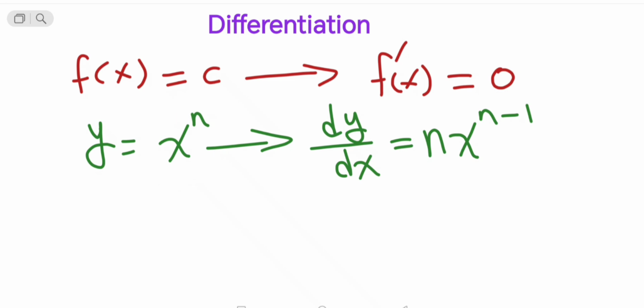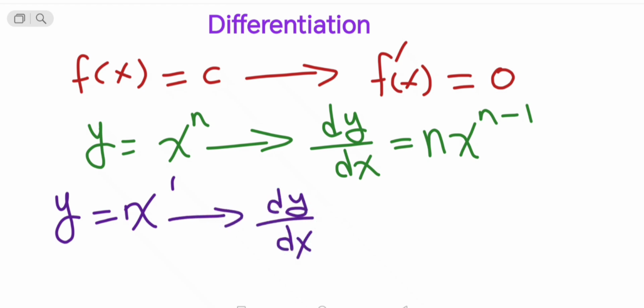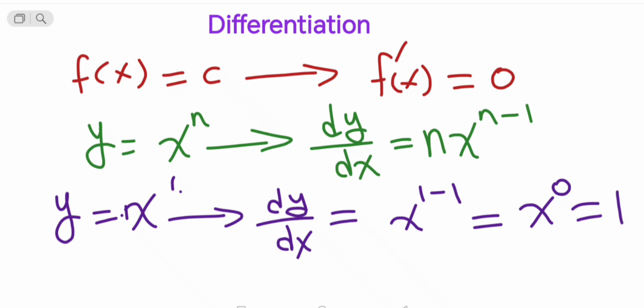This is the rule. For example, y equal x. So what is the power? It is 1. It is not written, it means 1. And what is the coefficient? Not written, it is 1. So the derivative dy over dx equal, 1 multiply 1 is 1, so x power 1 minus 1. We subtract 1 from the power, so 1 minus 1, x power 0, and anything power 0 is equal to 1. So remember, the derivative of x is always equal to 1.